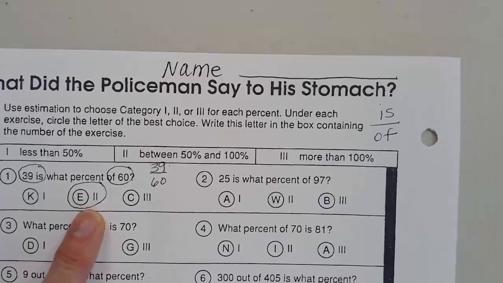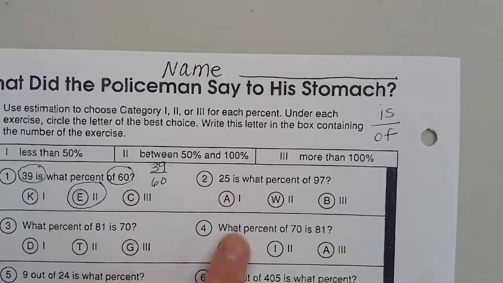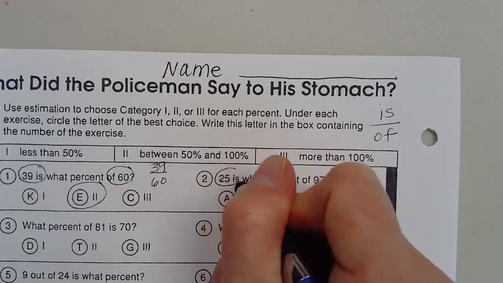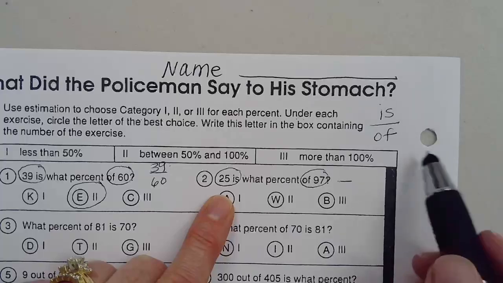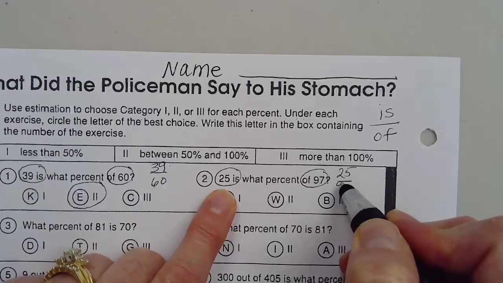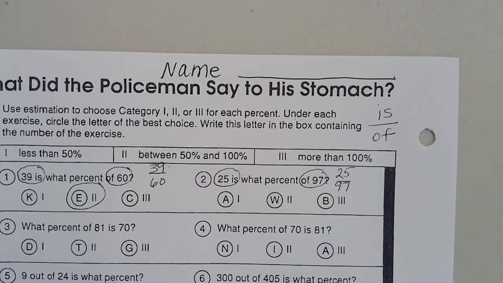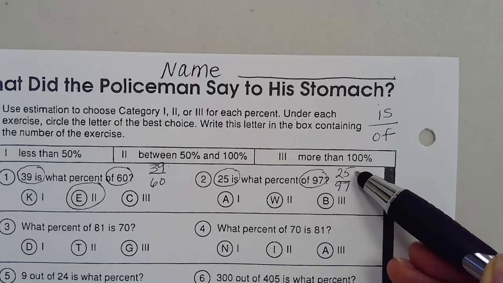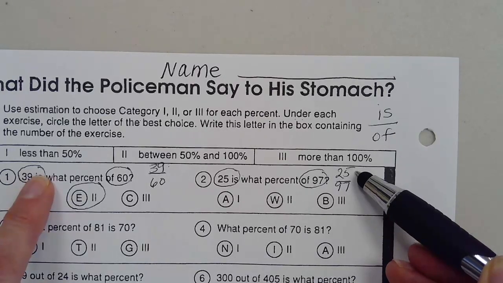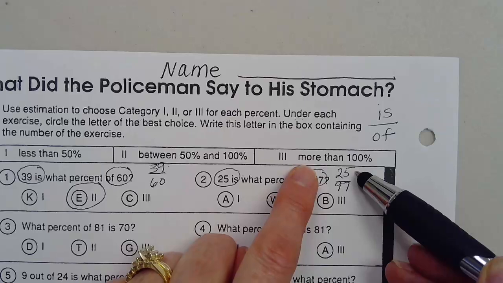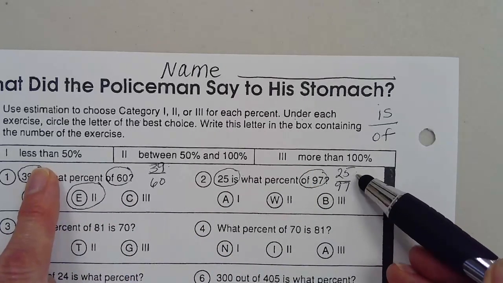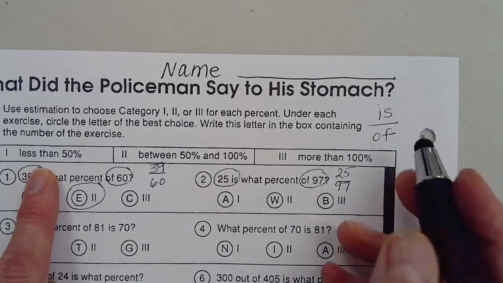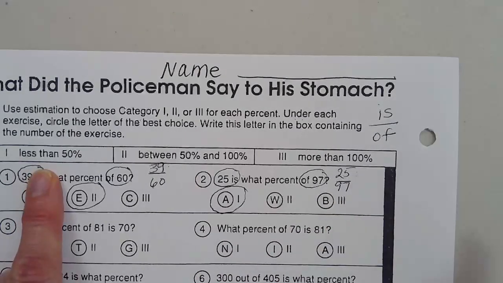Okay, next one, is over of. What am I going to circle for 2? What is my is number? 25. What is my of number? 97. So when I write this, I'm going to put what over what? 25 over 97. 97 is really close to what? 100. What's half of 100? 50. Is 25 close to that? So is it less than 50, between 50 and 100, or more than 100? Less, because it's not close to 50. It would have to be over 50. So it's going to be less than 50%.